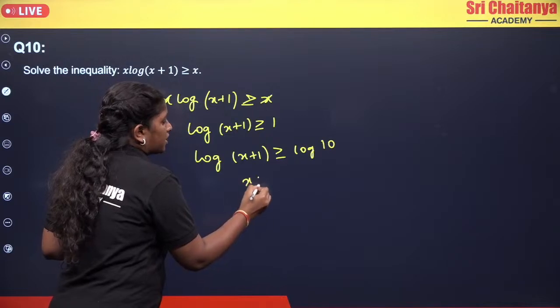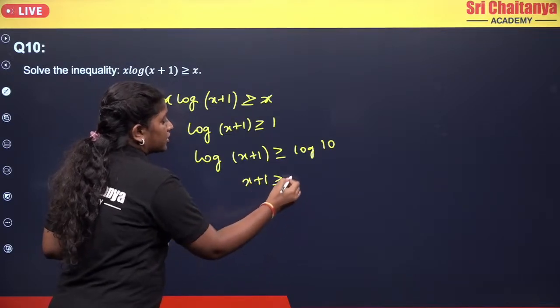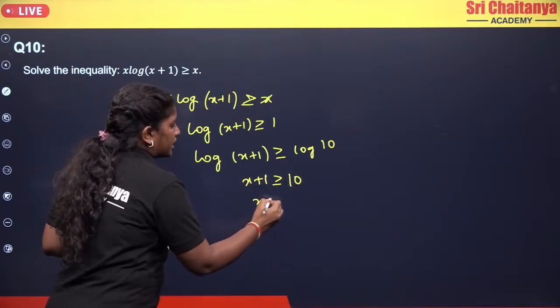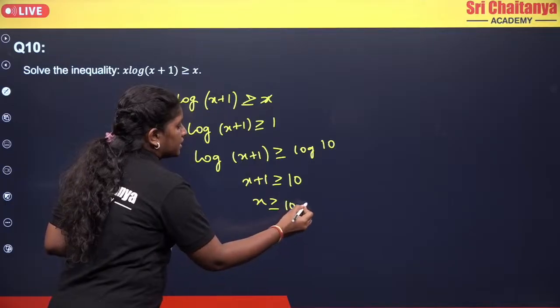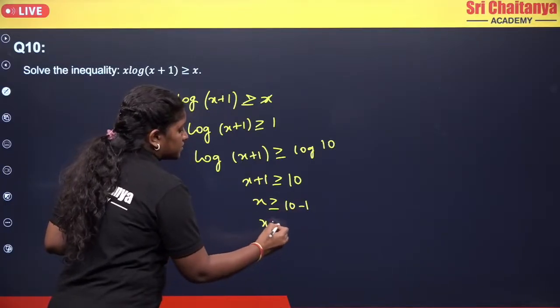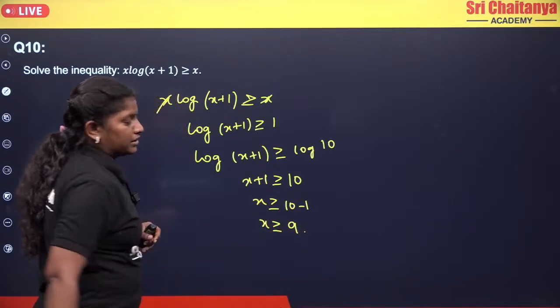Okay, so from there what we will get? x plus 1 greater than or equal to 10. So x will be greater than or equal to 10 minus 1, which is nothing but x greater than or equal to 9.